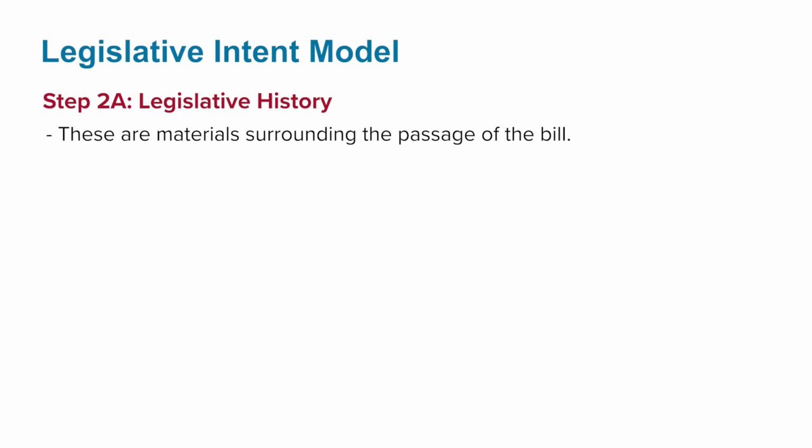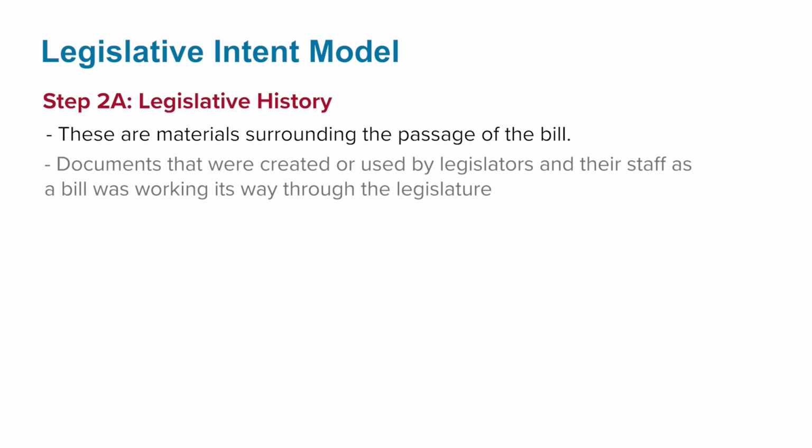One important source of legislative history are the transcripts of the legislative hearings that were held on the bill. During legislative hearings, lawmakers debate and explain the contents of the bills being enacted. These statements can provide an important indication of what a legislature intended. Another important indication of legislative intent are the documents that were created or used by legislators and their staff as a bill was working its way through the legislature. Often, for example, a criminal law bill will originate in a criminal law committee, and sometimes that committee will publish a report on the bill which gives a greater indication of what the bill's sponsors were thinking.